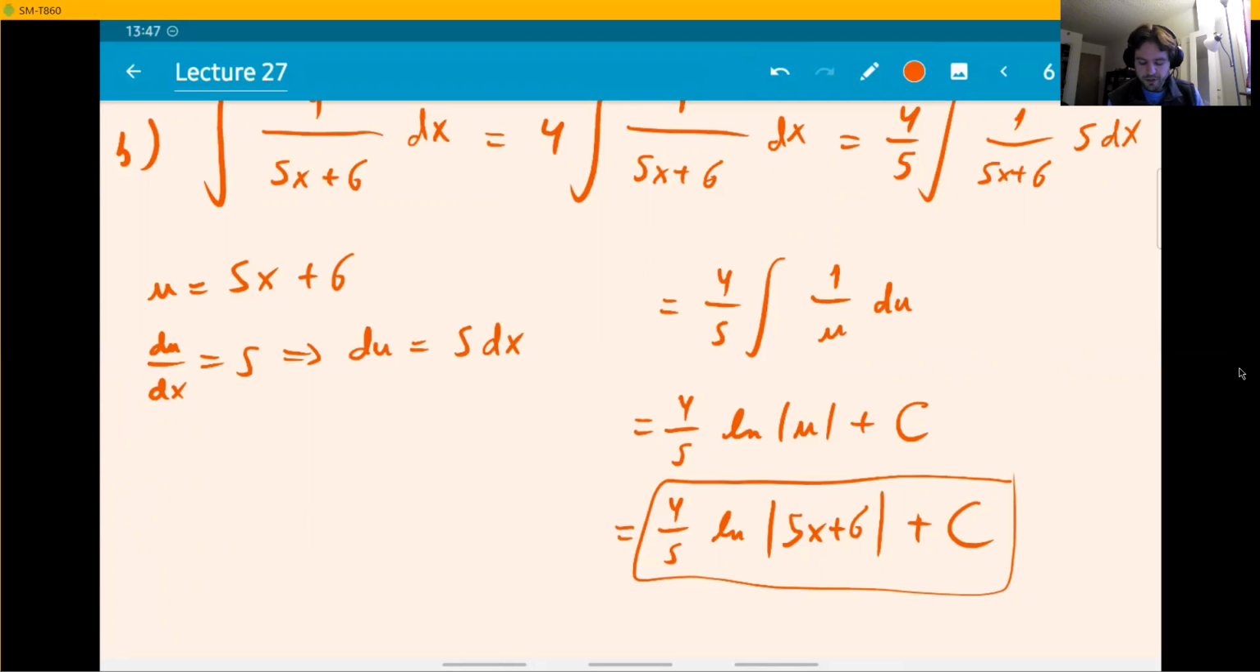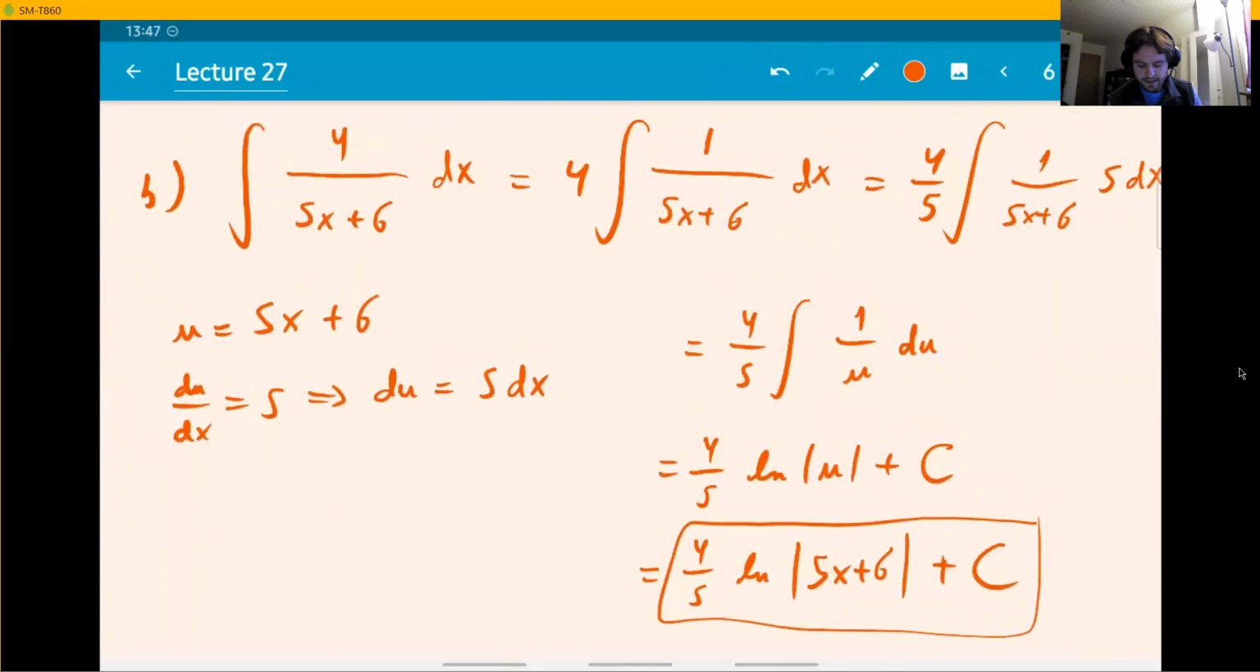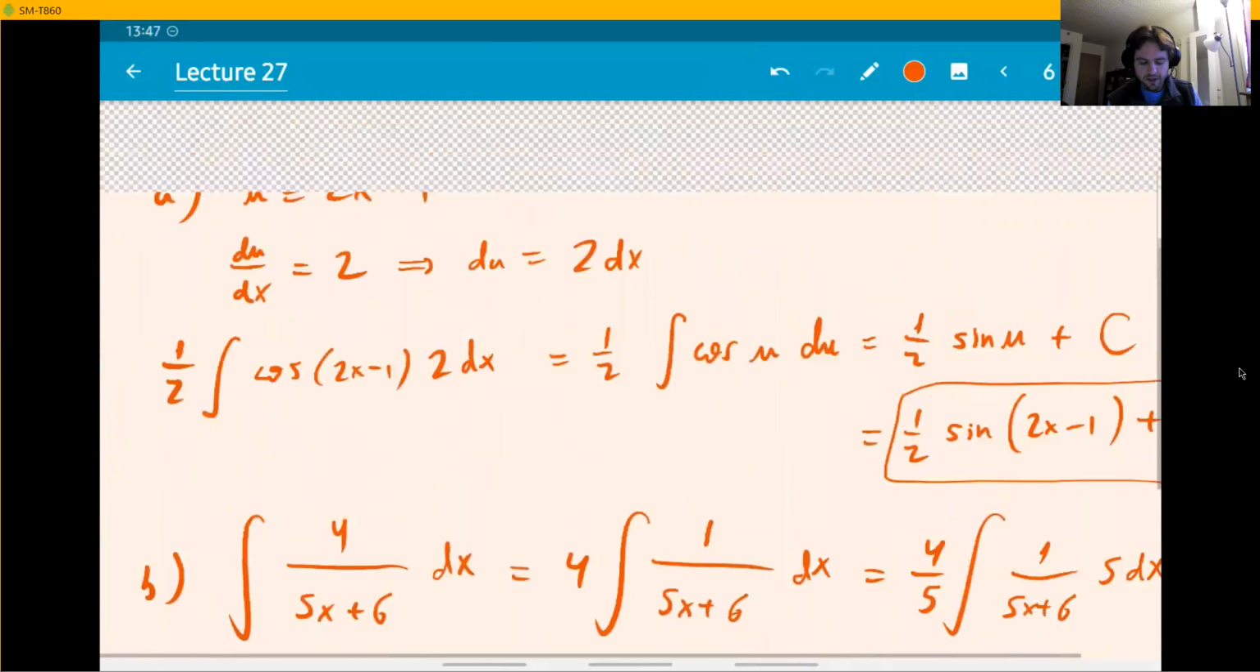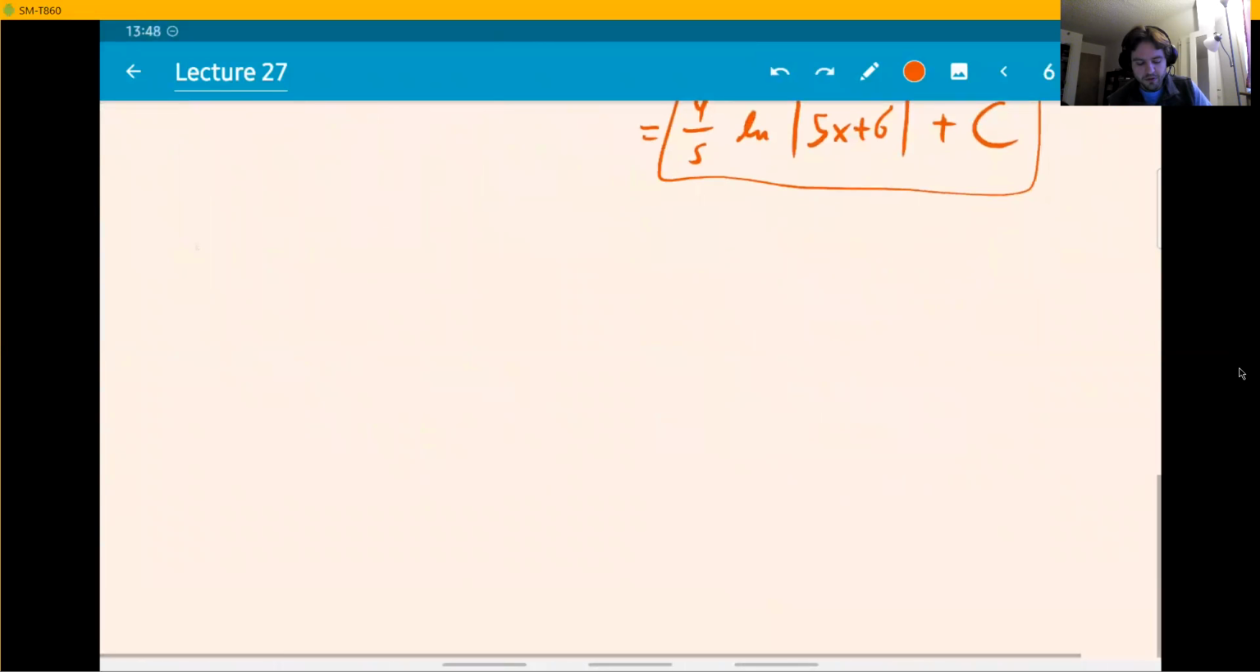Once again, differentiate this to see that you get the original expression. One last example like this, where you have to introduce a constant. Integral of e to the minus 3y dy. I changed the name of the variable just for fun.